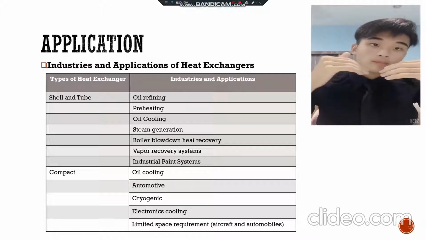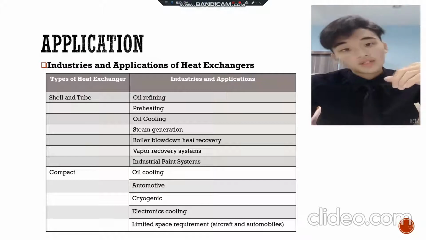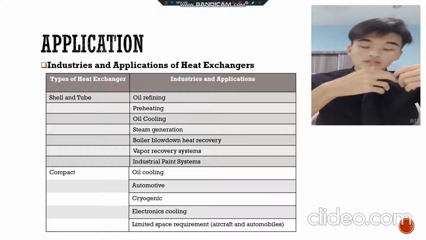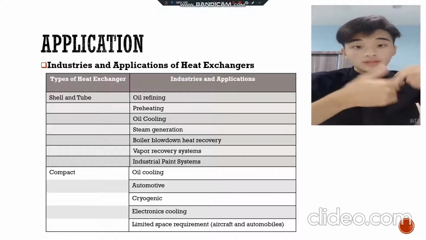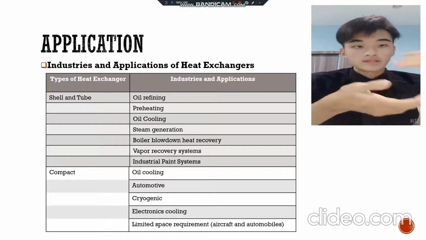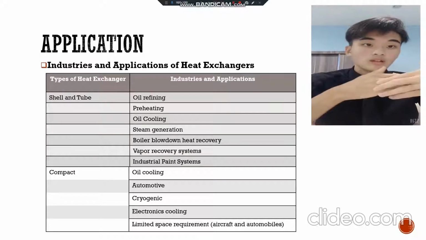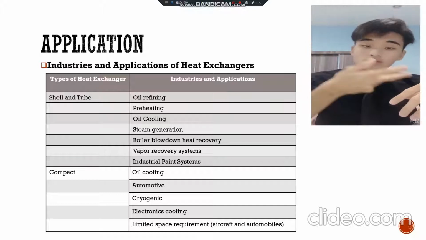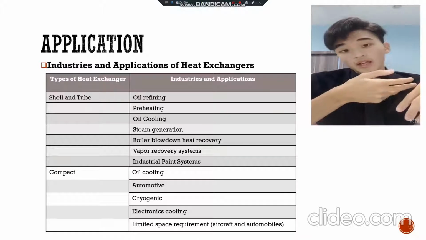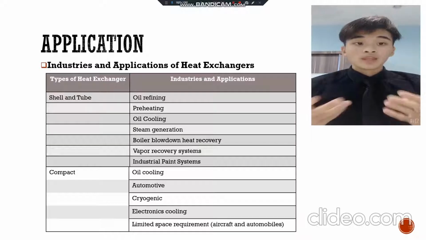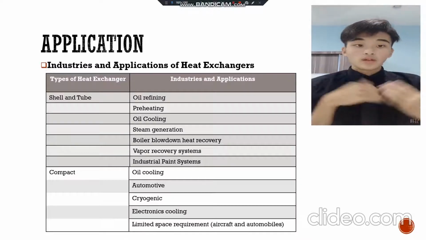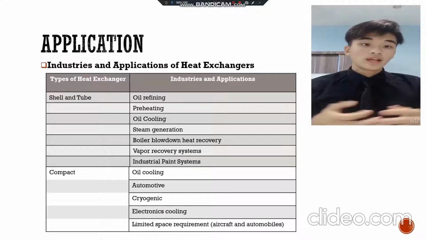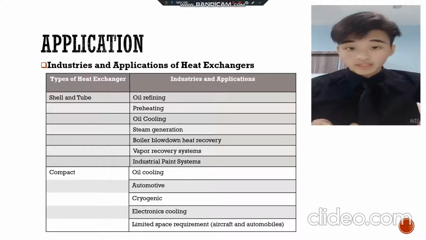So there are a few types of heat exchangers, for example shell and tube. The industries and applications using it are oil refining, preheating, oil cooling, steam generation, boiler blowdown, heat recovery, vapor recovery systems, and industrial paint systems. The other heat exchanger is compact. It has oil cooling, automotive, cryogenic, electronics cooling, and limited space requirement.